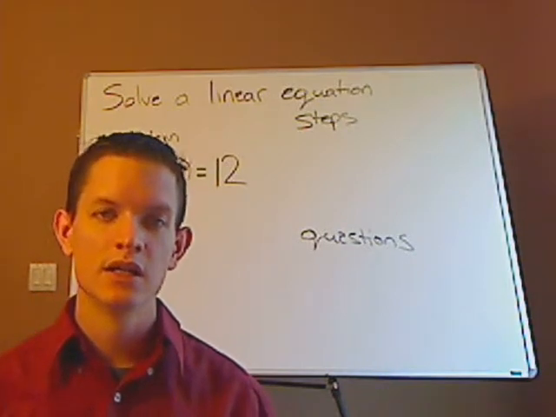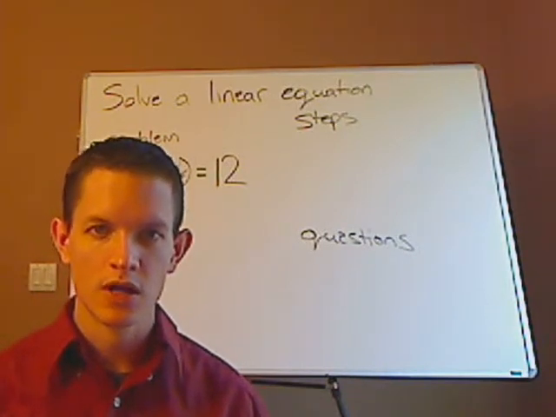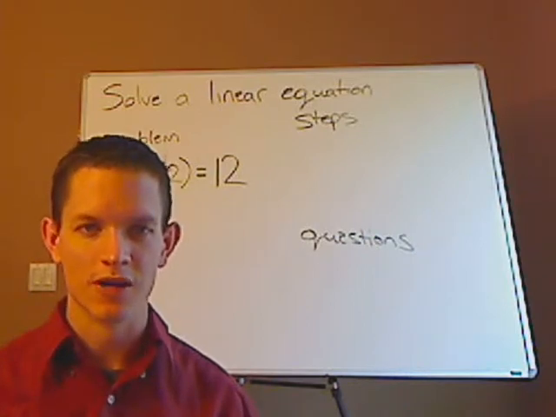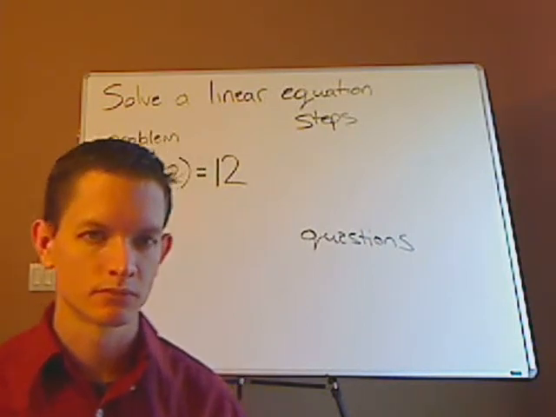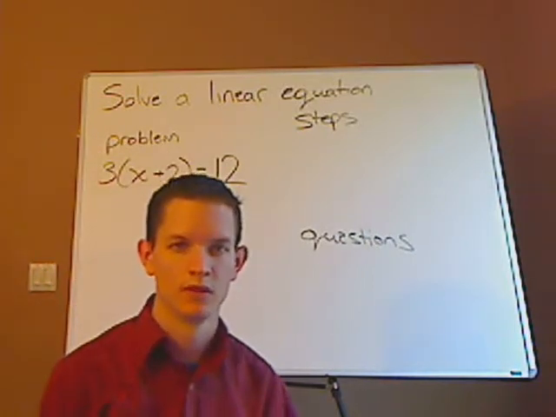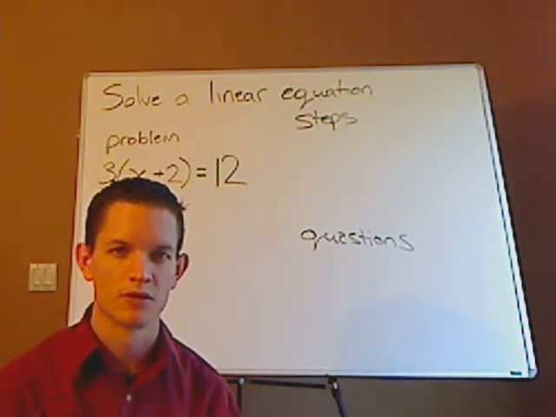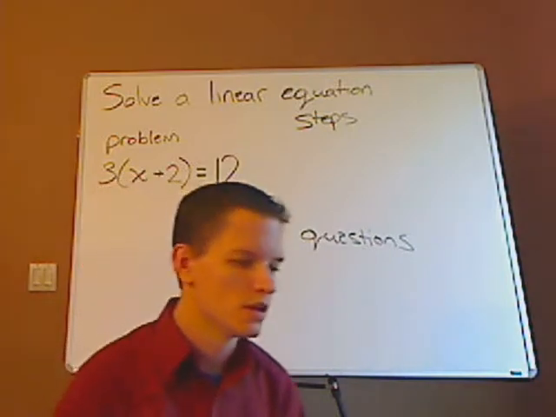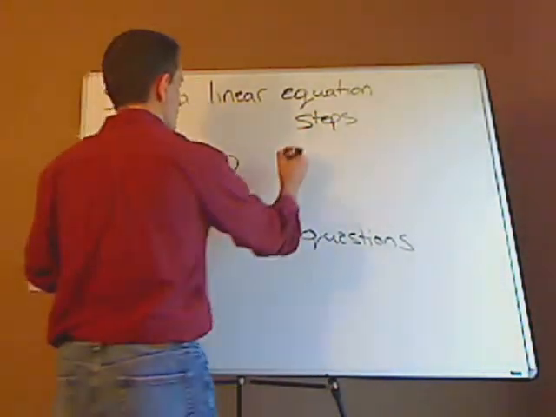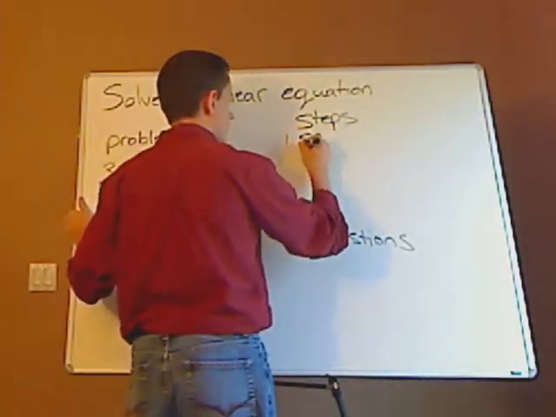I'm JD, and in this video, I'm going to show you how to solve a linear equation, similar to this one. 3(x + 2) = 12. So your first step always is to simplify both sides.